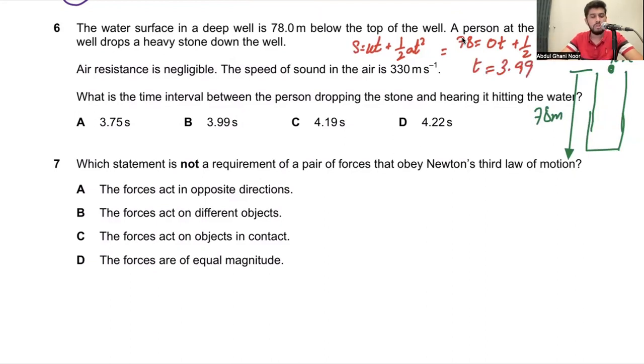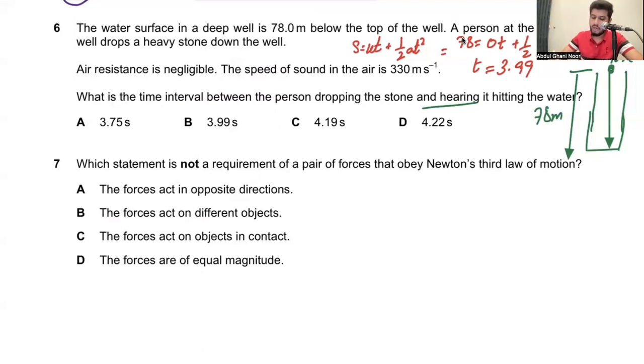A lot of students would say we've got 3.99, the answer should be B. But you are forgetting that this is the time it takes for the stone to come down. And the question says, what is the time interval between the person dropping the stone and hearing it hit the water? So your sound needs to travel up now.